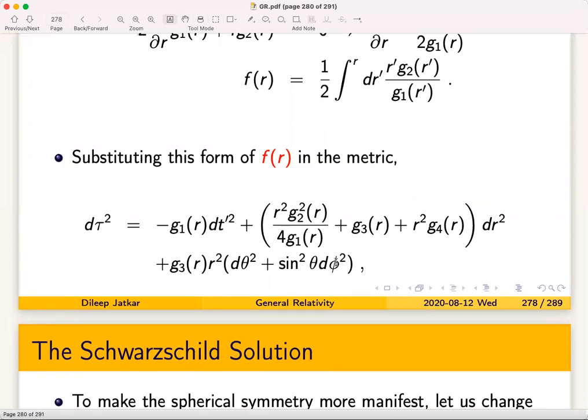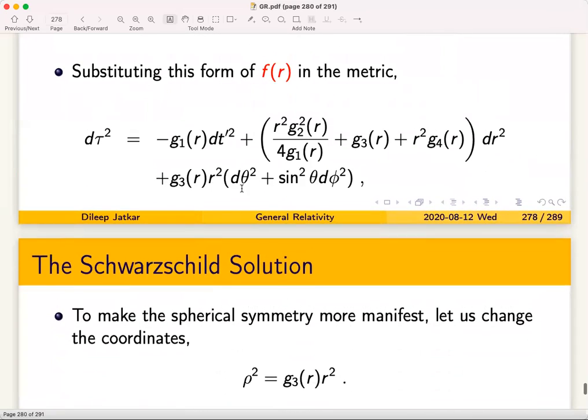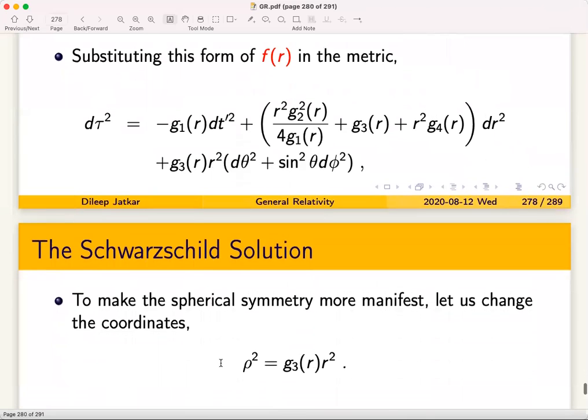Okay, so you substitute this whole expression as dr prime squared, and of course you have to solve some complicated object and write r prime in terms of r as some weird function. It doesn't matter. You replace all these by r prime, and you can do that and simplify the expression. The other possibility is to take this entire expression, g3 times r squared, and replace that by some other quantity r prime squared, or what I have called rho squared.